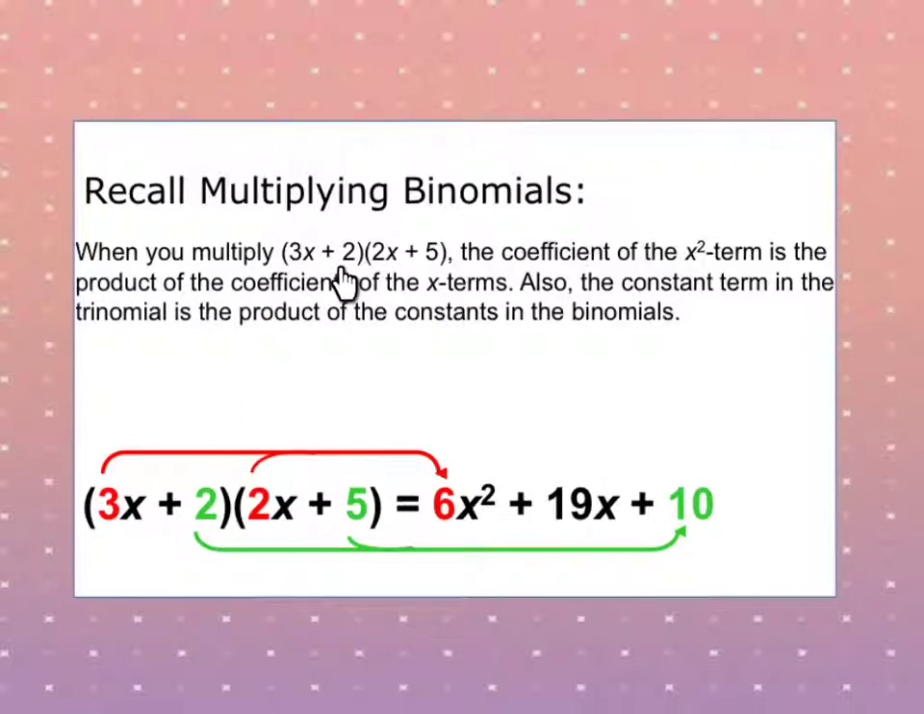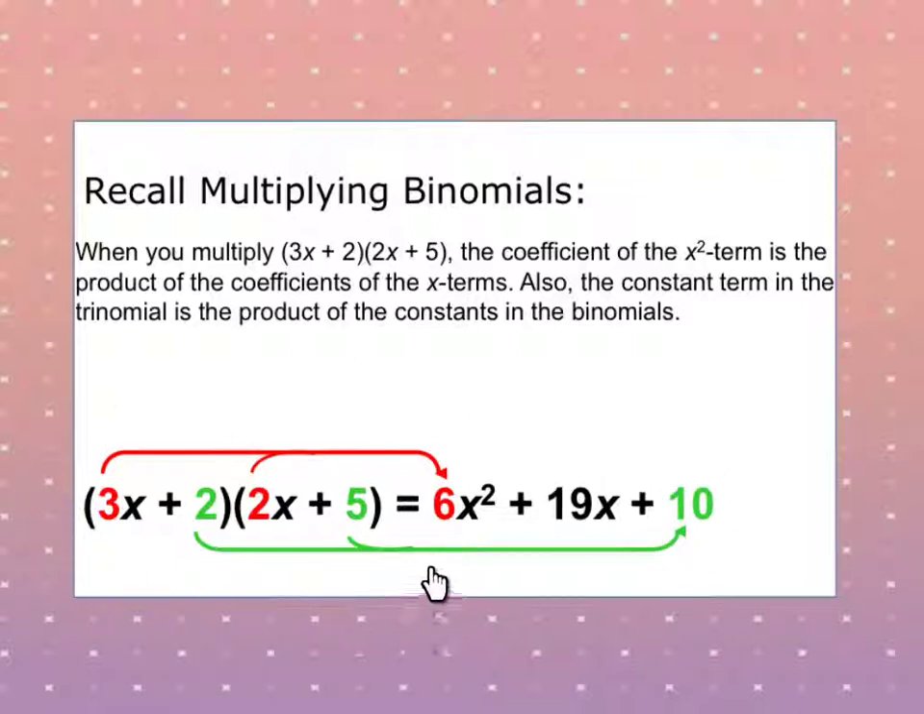When you multiply 3x plus 2 by 2x plus 5, the coefficient of the x squared term is the product of the coefficients of the x terms. So looking at 6, you'll notice that 3 and 2 are factors of 6. 3 times 2 gives you 6. Also, the constant term in the trinomial is the product of the constants in the binomial. So here, 2 and 5 give you the product of 10, and that is the constant term in the trinomial.